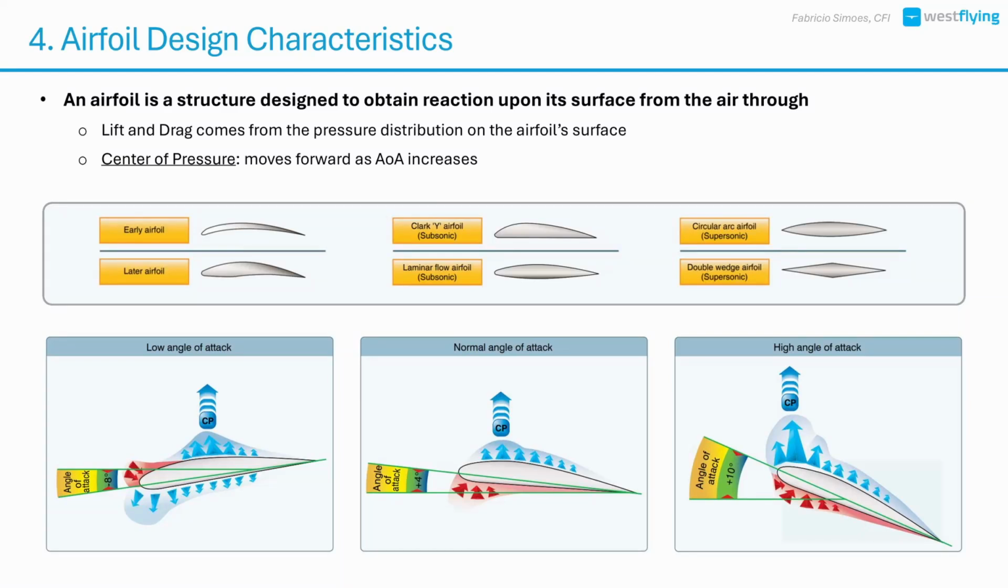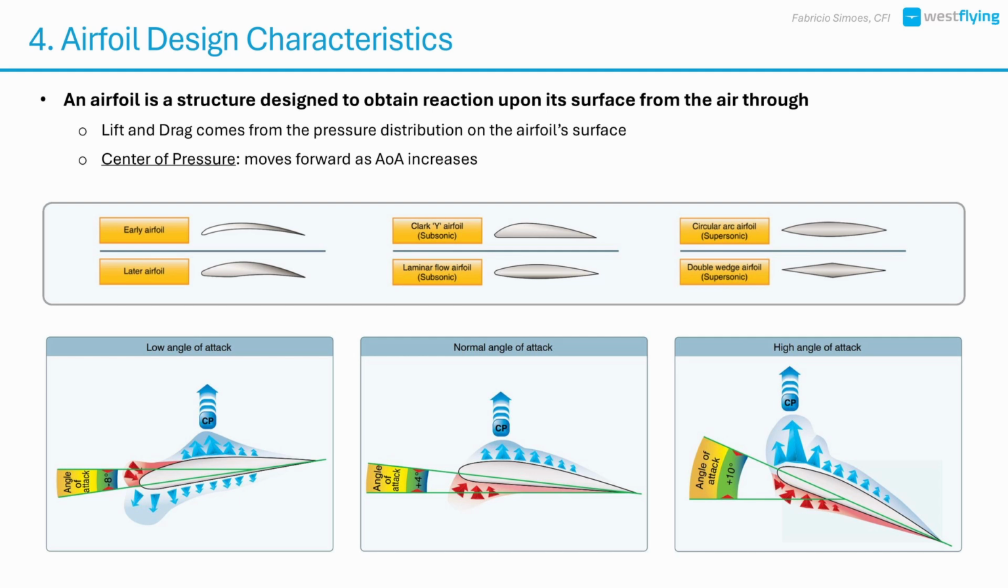Let's go back to the airfoil. An airfoil is a cross-sectional shape, like that of a wing or horizontal stabilizer, designed to create lift efficiently. Lift and drag are generated by the pressure differences between the upper and lower surfaces of the airfoil as air flows around it. You already know that at this point.